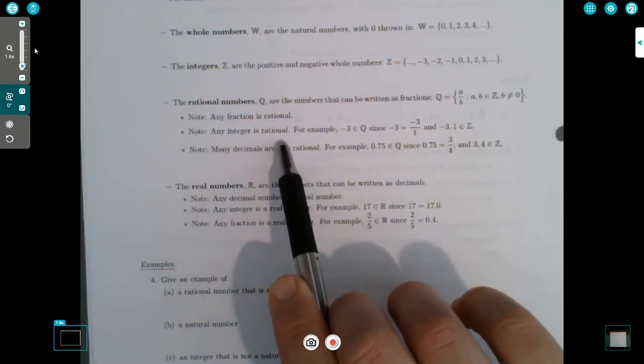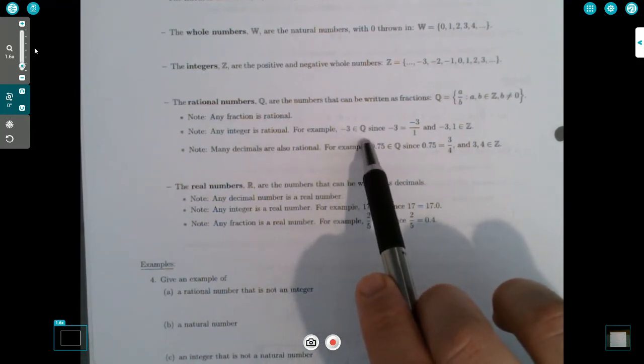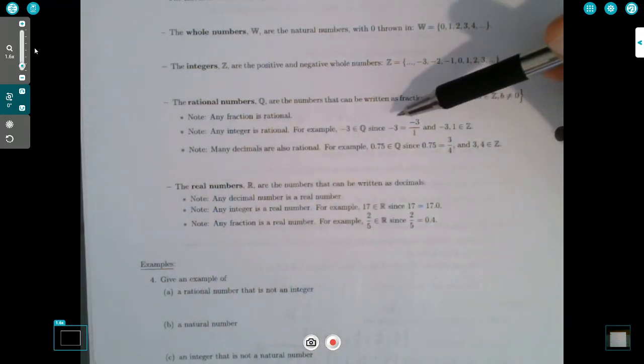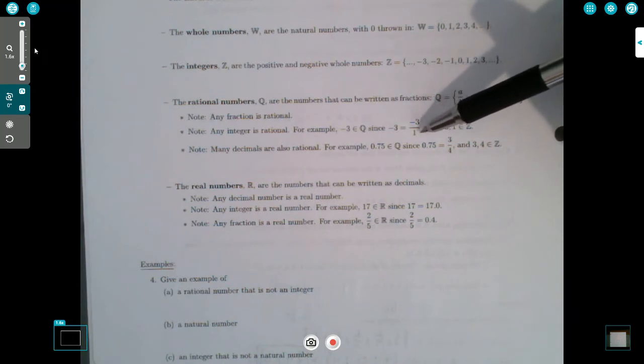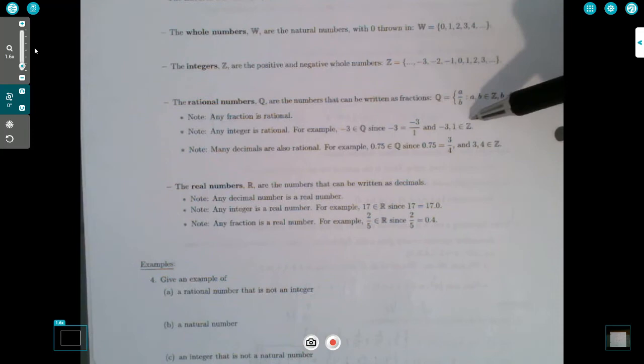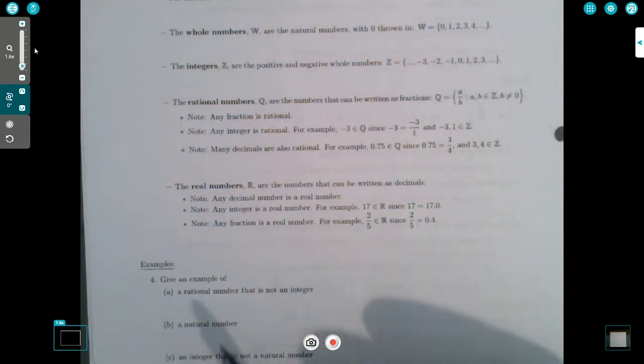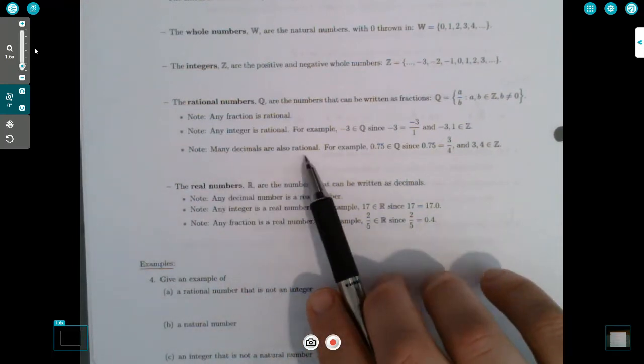Any integer is rational. For example, -3 is a rational number because you can rewrite -3 in the form -3 over 1, right? And -3 and 1 are both integers, and so all of the conditions here are satisfied. -3 and 1 are both integers. -3 over 1 is -3, so -3 is rational.